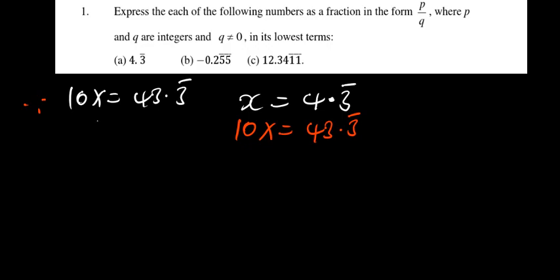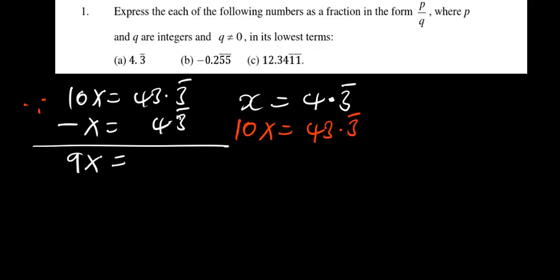Then x is equal to 4.3 bar, and then you subtract them. So 10 minus 1 is 9x. Then the repeating parts cancel and give 0. And then 43 minus 4 is 39. So then I divide both sides by 9, and x will be equal to 39 over 9.